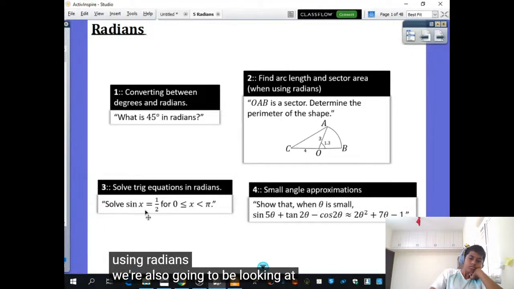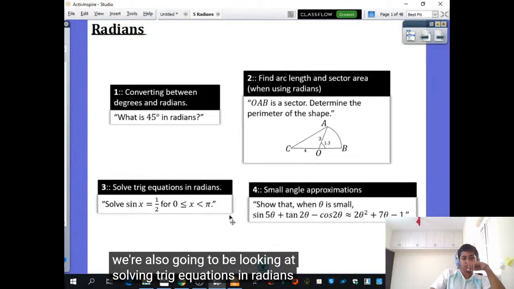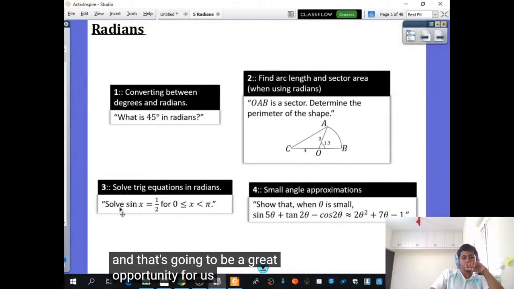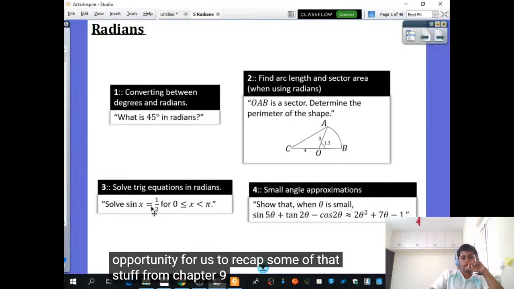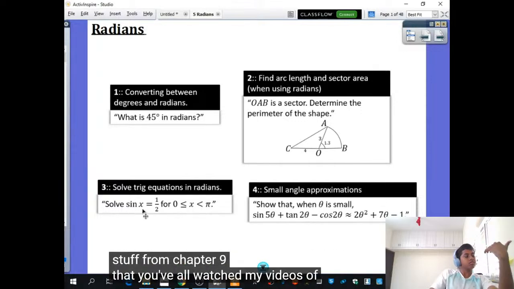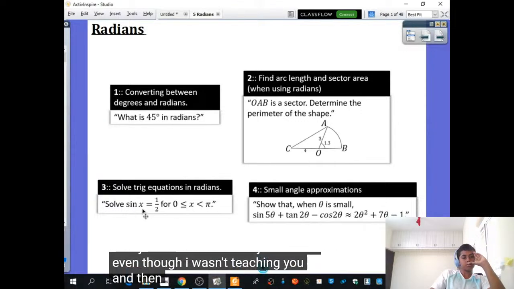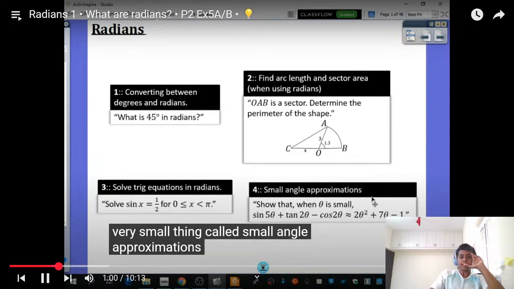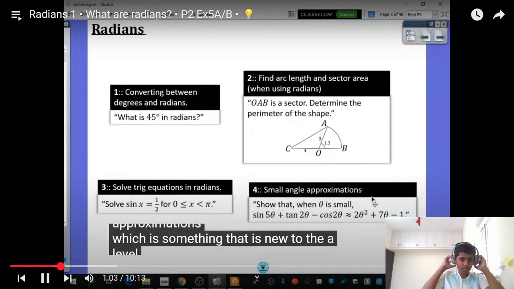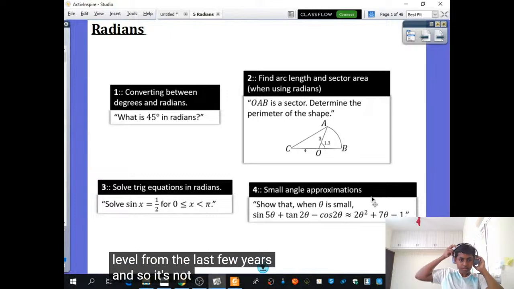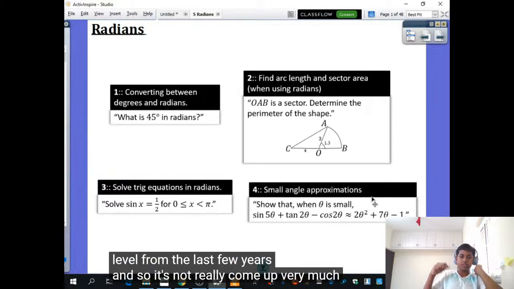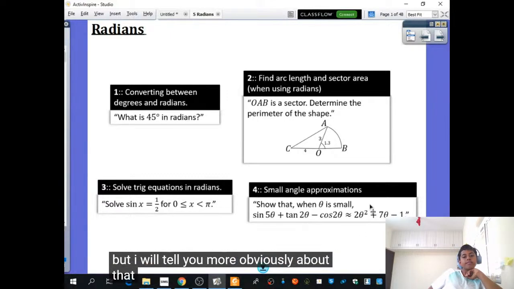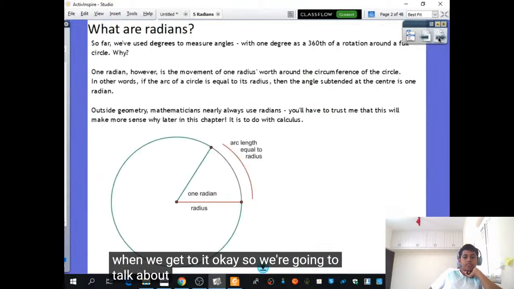We're also going to be looking at solving trig equations in radians, and that's going to be a great opportunity for us to recap some of that stuff from chapter 9 that you've all watched my videos of, even though I wasn't teaching you. And then the last thing we do is a very, very small thing called small angle approximations, which is something that is new to the A-level from the last few years, and so it's not really come up very much. But I will tell you more about that when we get to it. Okay, so we're going to talk about radians to begin with.